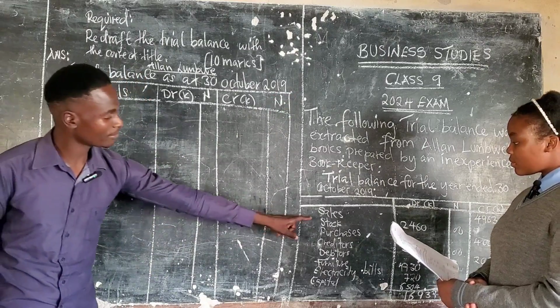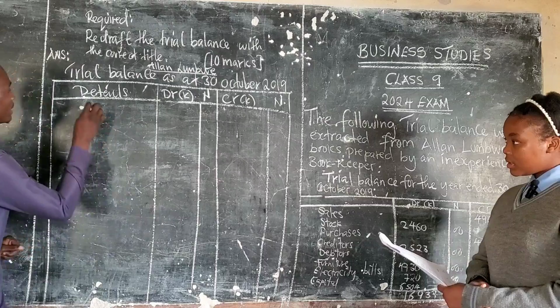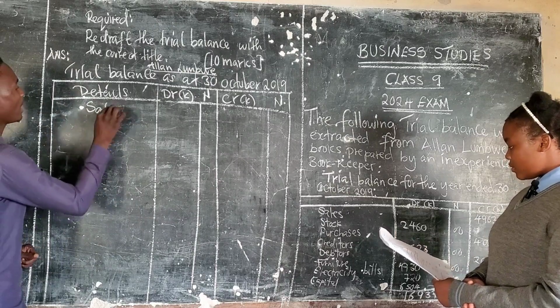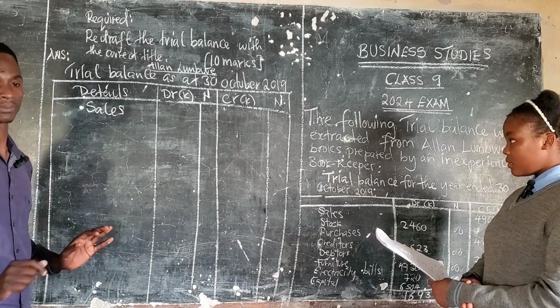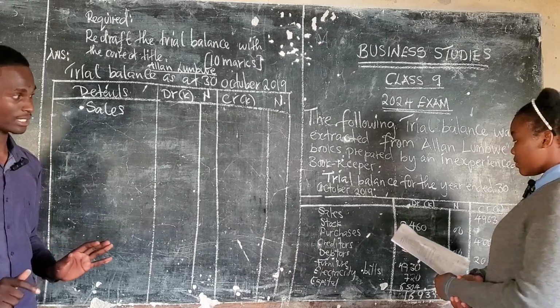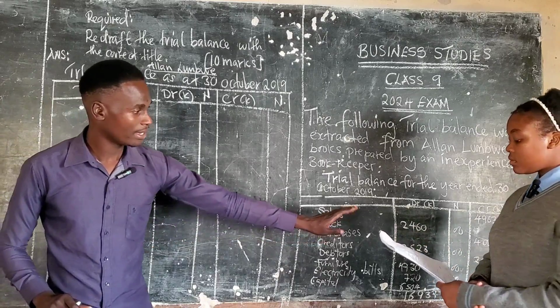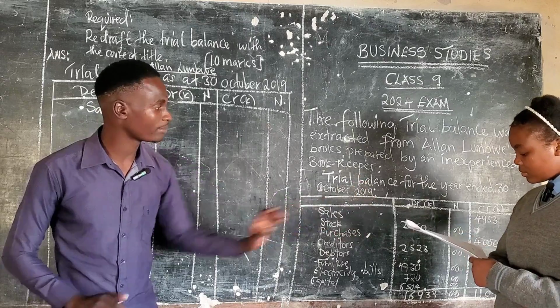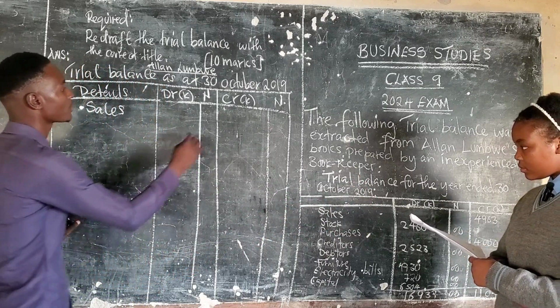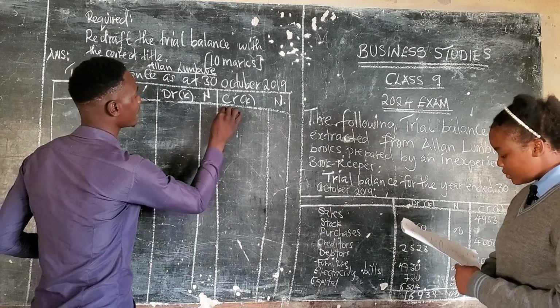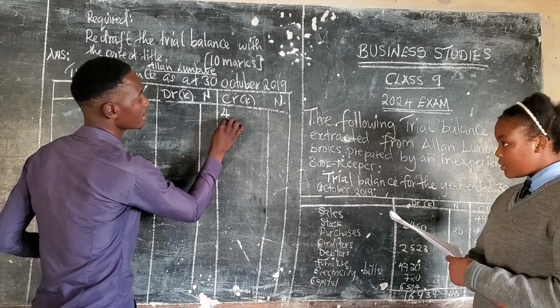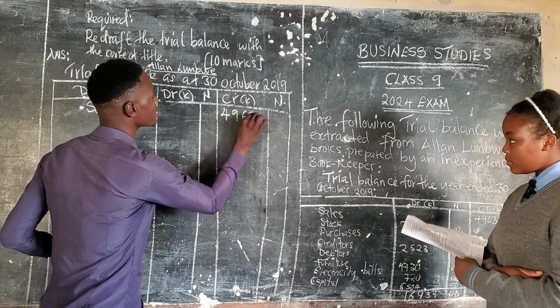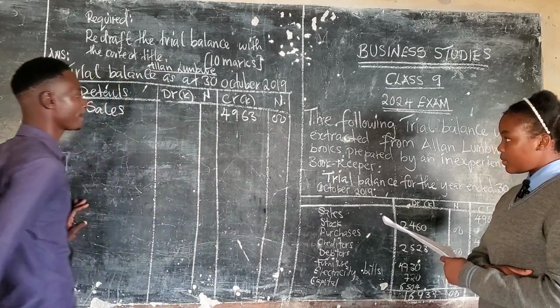The first item here is sales. Where do we take sales? Credit. It was correctly entered by this person, so we can leave it the way it is on the credit side as 4,963. What's the next item?